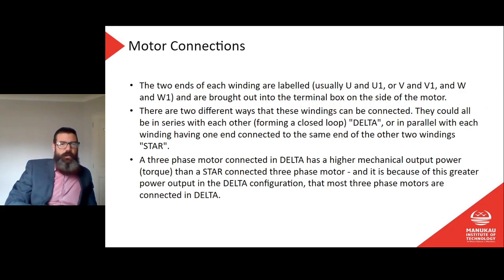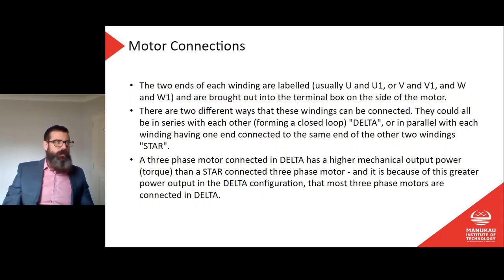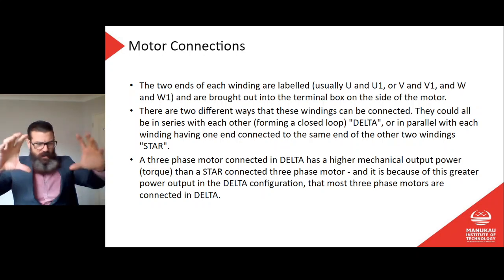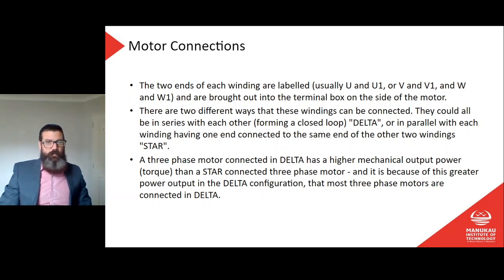Motor connections. The two ends of each winding are labelled, usually U and U1, or V and V1, W and W1. So U and U1 will be one winding, two ends of one winding, brought out into the terminal box on the side of the motor. Even though we've got our windings encased inside the stator, the connections come out. So we often have 6 terminals in there, giving us access to each end of the 3 windings.